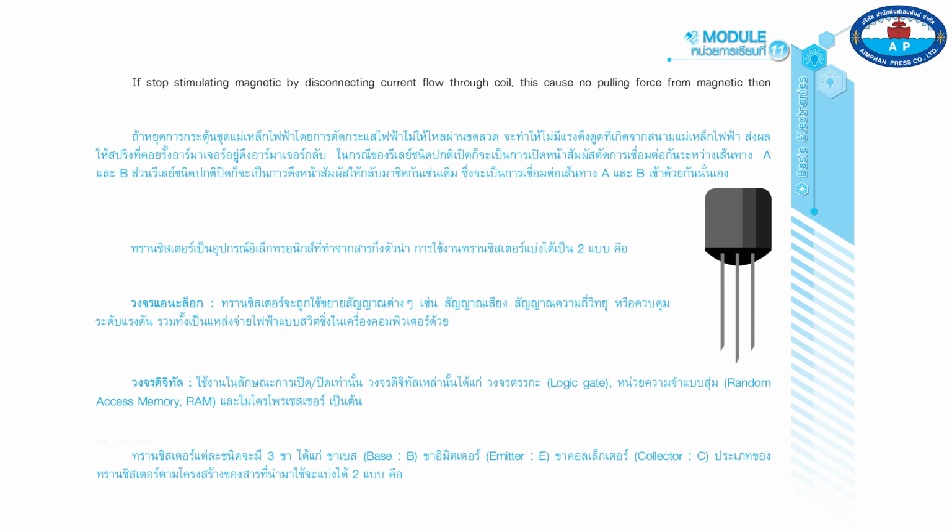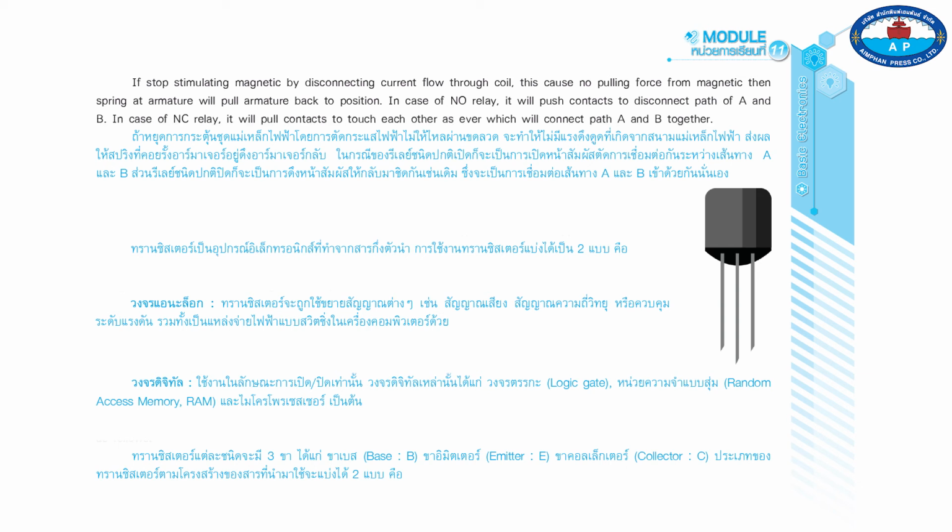If we stop stimulating the magnet by disconnecting current flow through the coil, there is no pulling force from the magnet, and then the spring at the armature will pull the armature back to its position. In the case of an NO relay, it will push the contacts to disconnect the path of A and B. In the case of an NC relay, it will pull the contacts to touch each other as ever, which will connect path A and B.